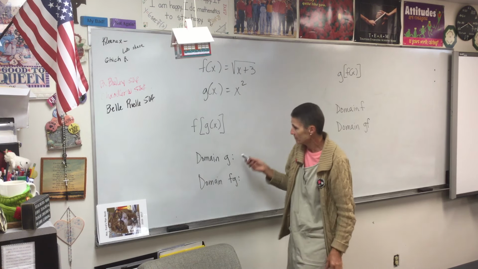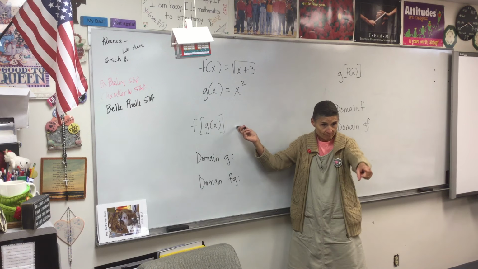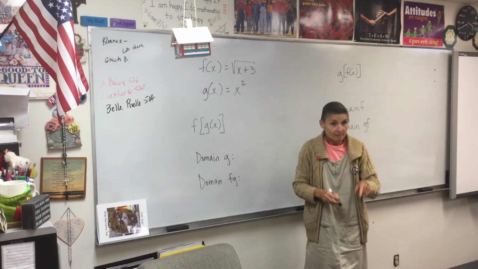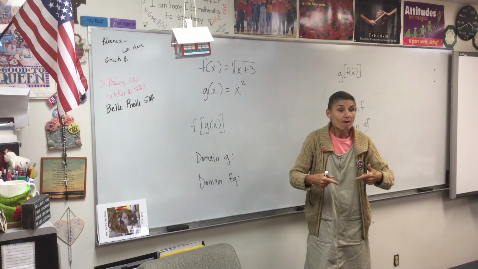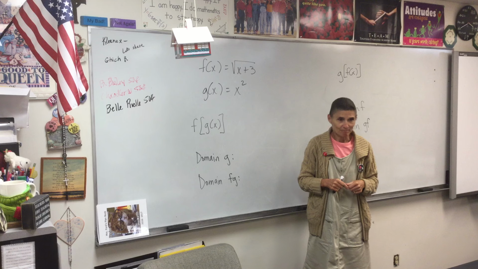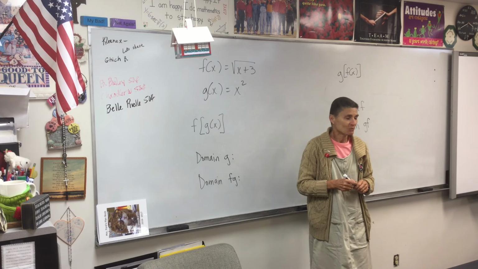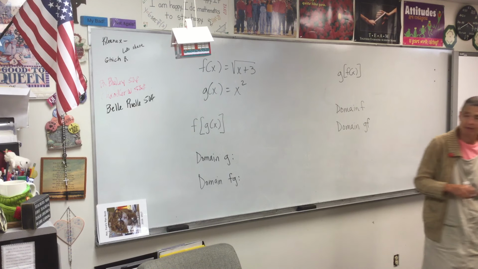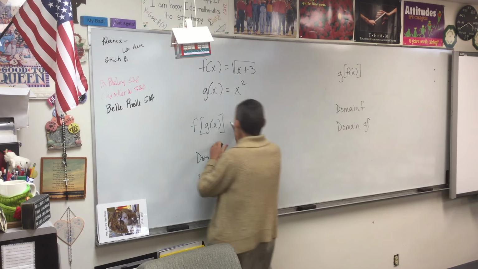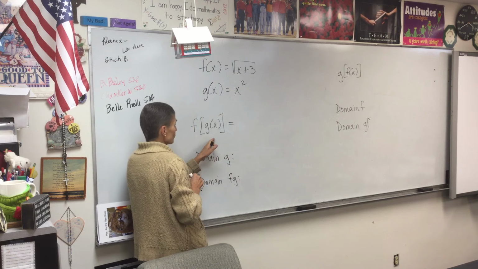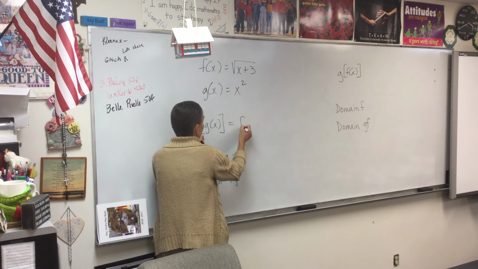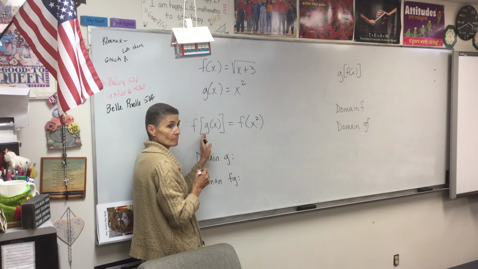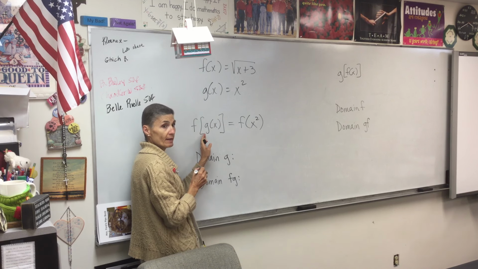Read this to me. How would you read that, Katie? There you go. F of G of X. Every other word is an F of G of X. So we said what this meant, and in a minute we're going to do it in the other order. What this means is find F of X squared, right? Would you agree with that?